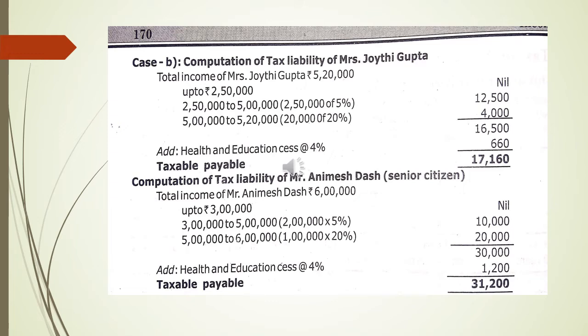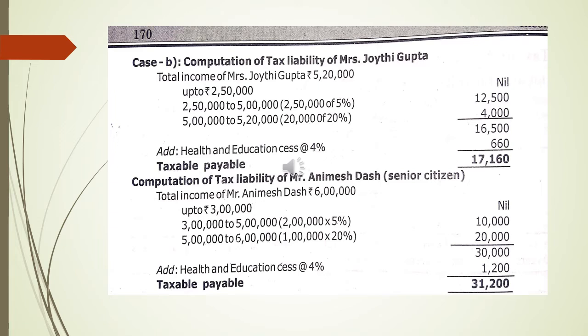And the remaining amount. So already you have subtracted till 5 lakhs from your total income. Now how much is left? 5,20,000 is your total income minus 5 lakhs. Up to 5 lakhs you have already charged 5%. So the remaining difference amount is 20,000. On this 20,000 you have to charge 20%. That comes to 4,000. So your total tax becomes 16,500.